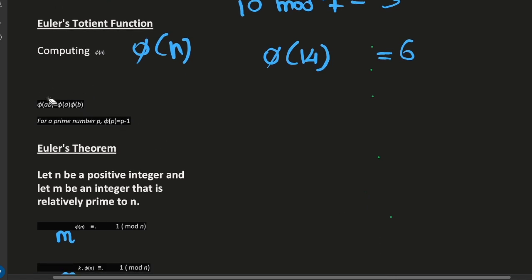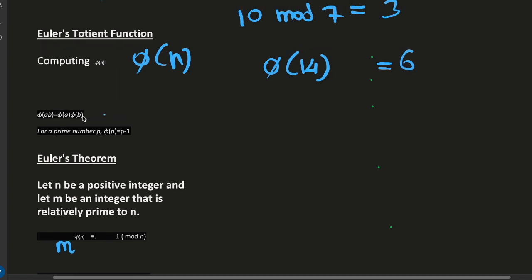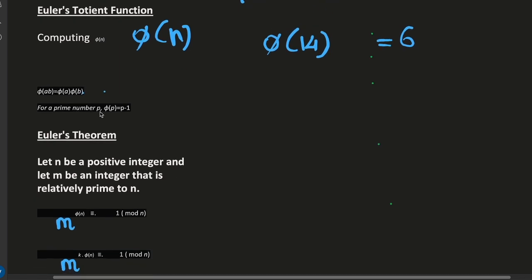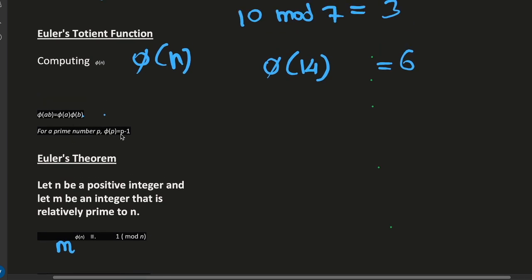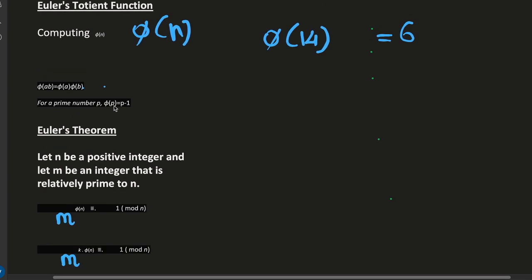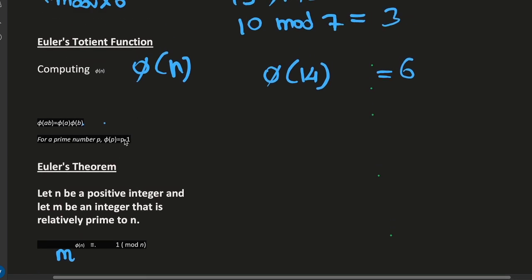Yeah, also this phi function is multiplicative. That means phi of ab is equal to phi of a times phi of b. Another interesting property is that for any prime number p, phi of p is just p minus 1. If you think about it, this is straightforward. For example, what is phi of 7? It would be 6, which is p minus 1, because every number less than 7 is also co-prime with 7. 7 is prime, and that is pretty much the definition of a prime number: it has no common factors other than 1.